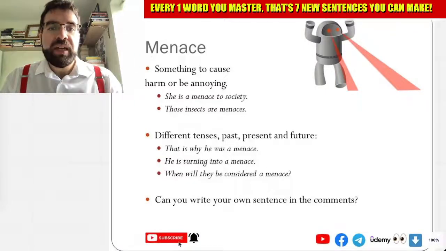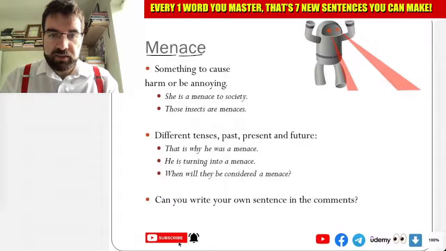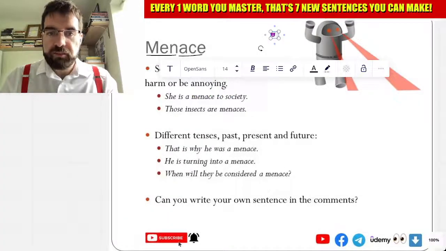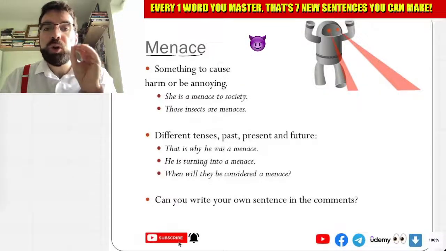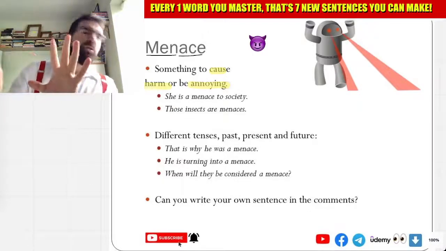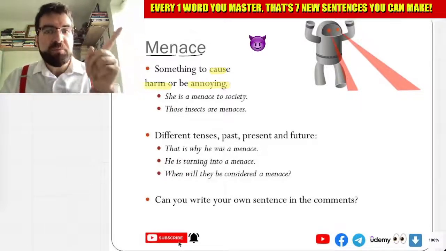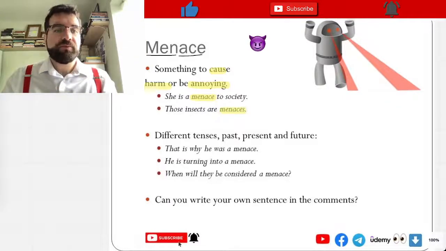Menace. So like this. Menace: something to cause harm or annoying, or something annoying. She is a menace to society. Those insects are menaces.